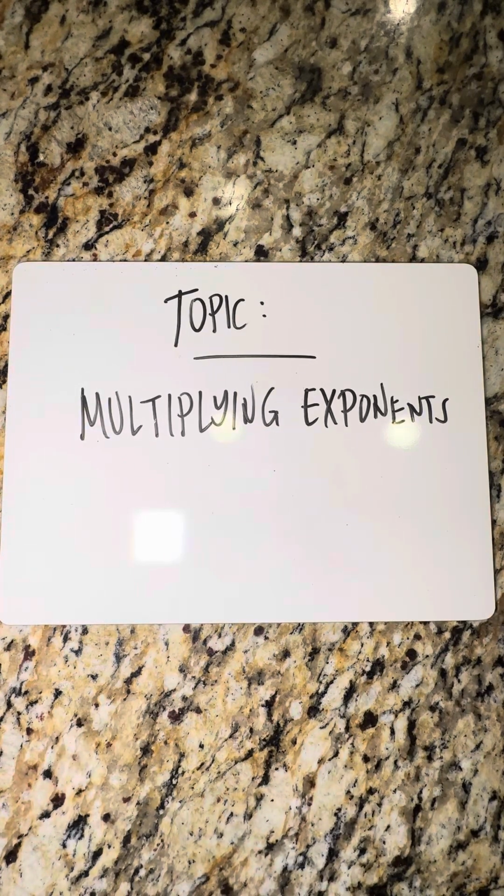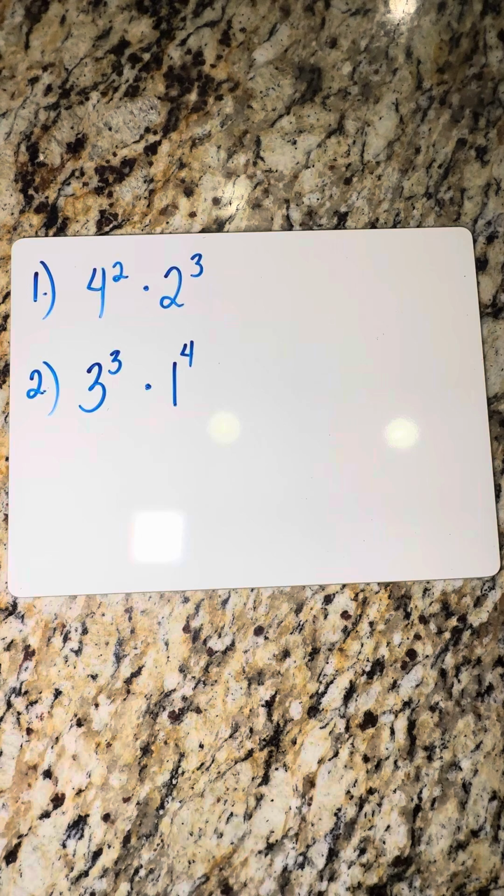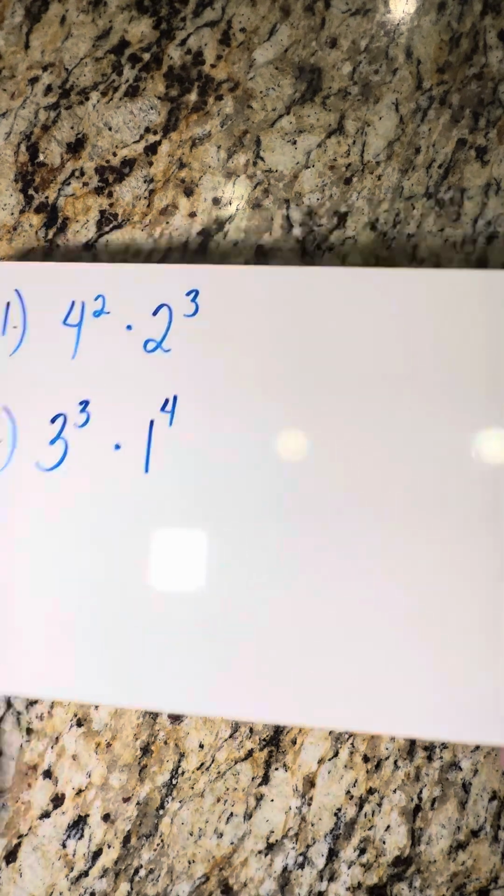As you probably can tell, our topic today is multiplying exponents. We did receive an email asking that we make a quick video for multiplying exponents. So I went ahead and created two examples for you. Number one says 4 to the second power times 2 to the third. And the second example is 3 to the third power times 1 to the fourth. Let's go straight to each one.